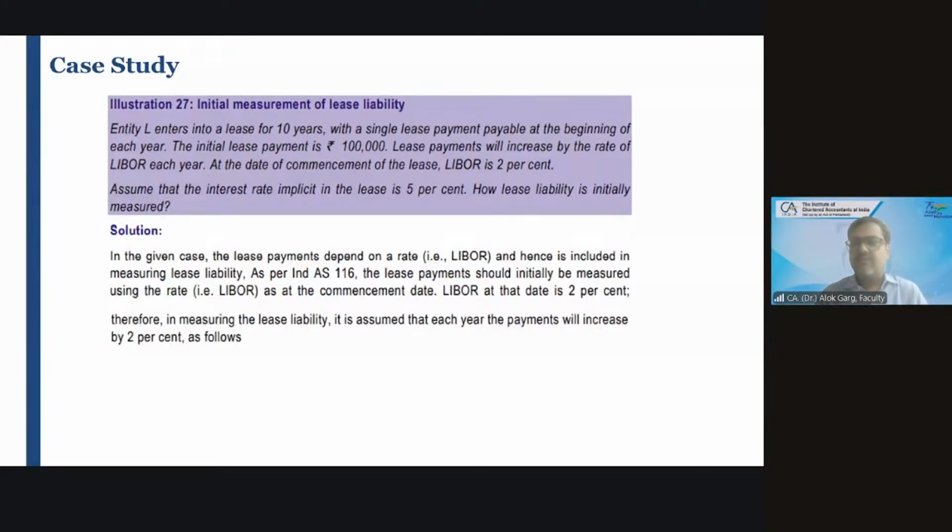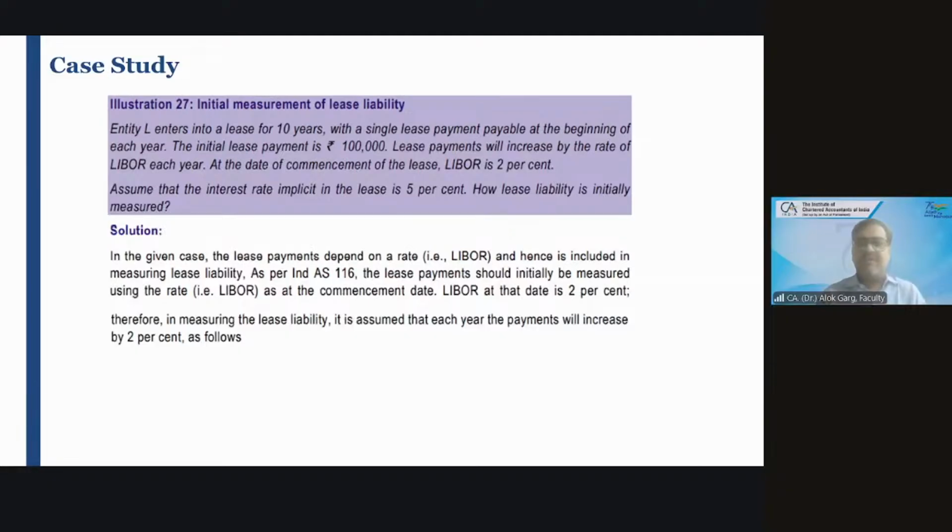Normal accounting. Normal accounting means expense. Rent account debit to bank, expense to bank, right? Expense to lessor to bank, or expense to bank. So basically expense accrual accounting you will do. Okay.